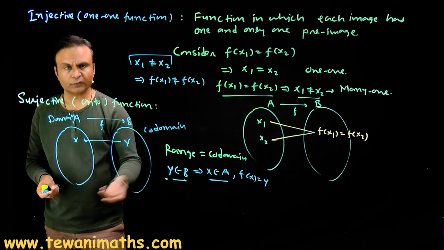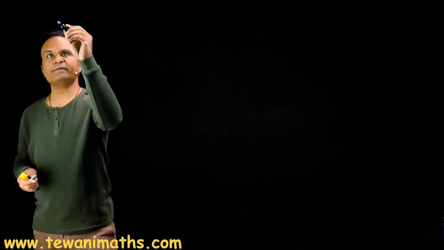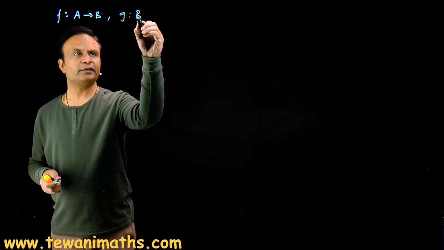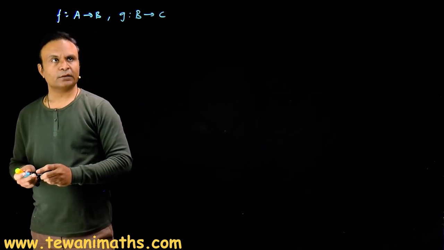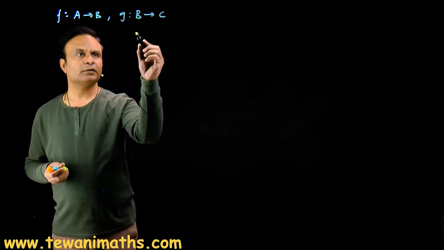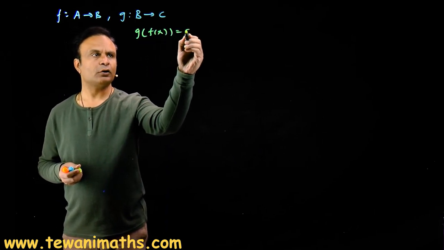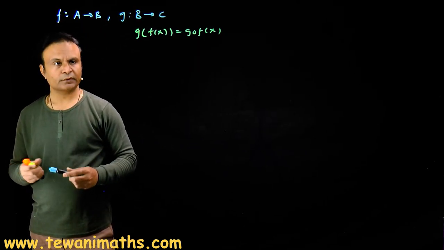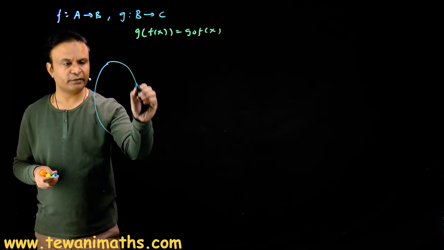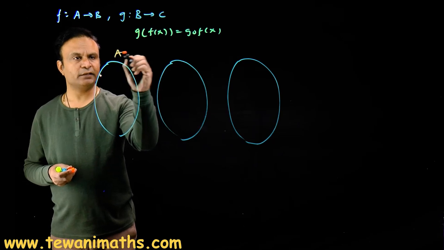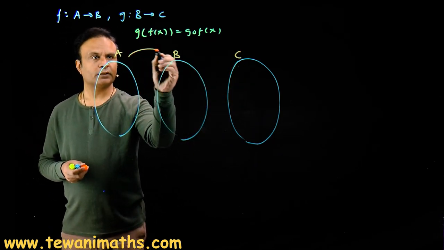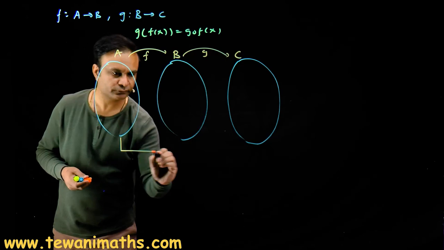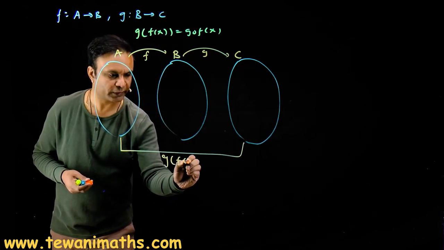Now let's come to composite functions. Consider function f from set A to B and function g from set B to C. Now let's define composite function g of f(x), or g o f(x), like this. How do you define this? Let's draw three sets A, B and C. This is set A, this is B, this is C. Here is function f and here is function g and this is function g of f(x).